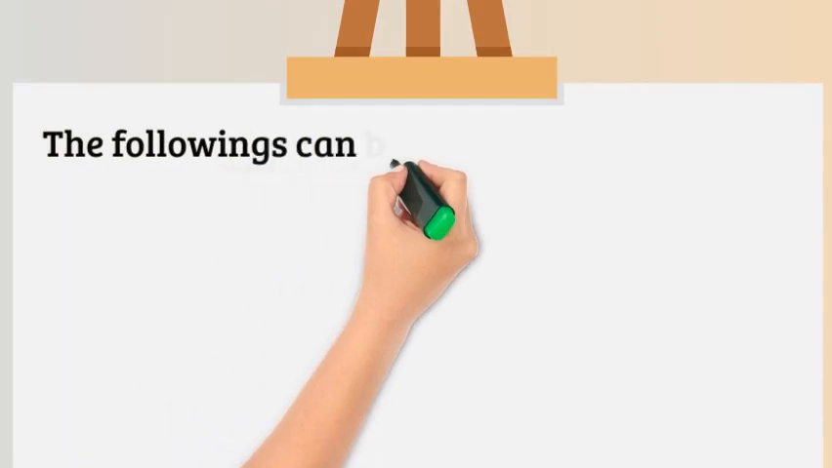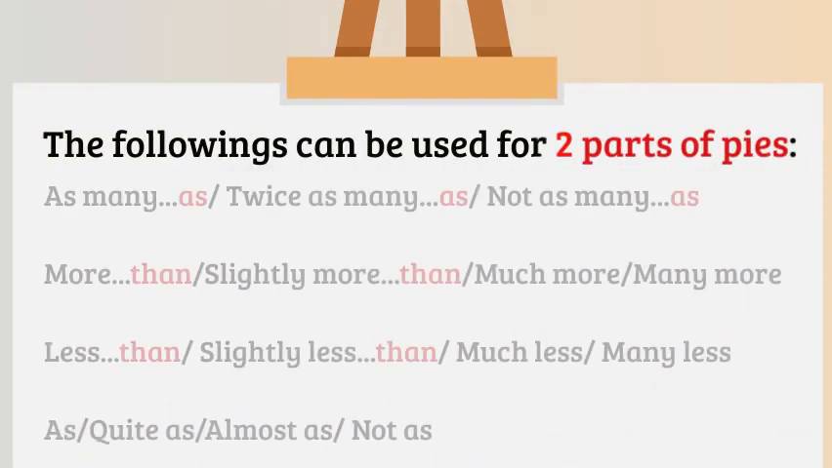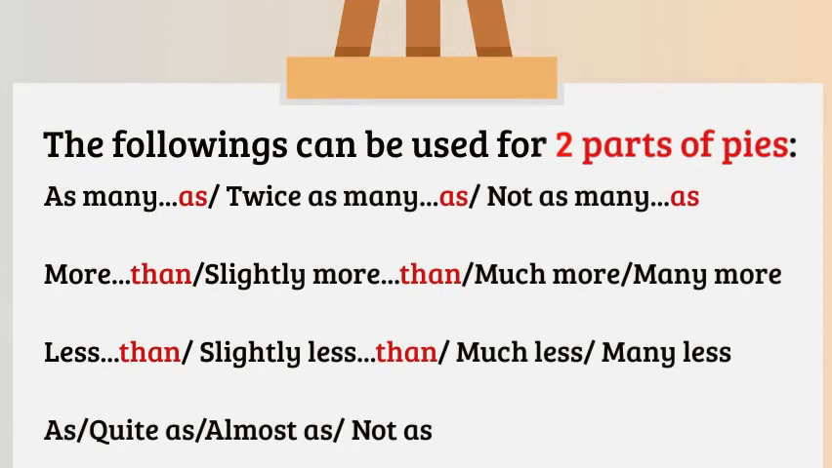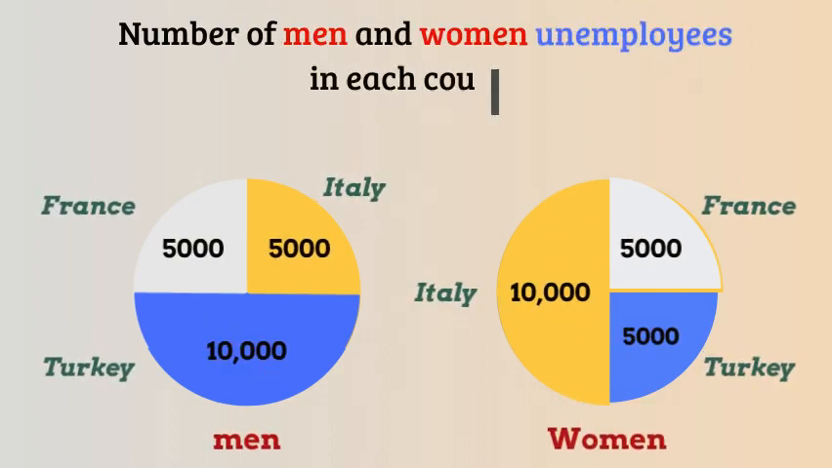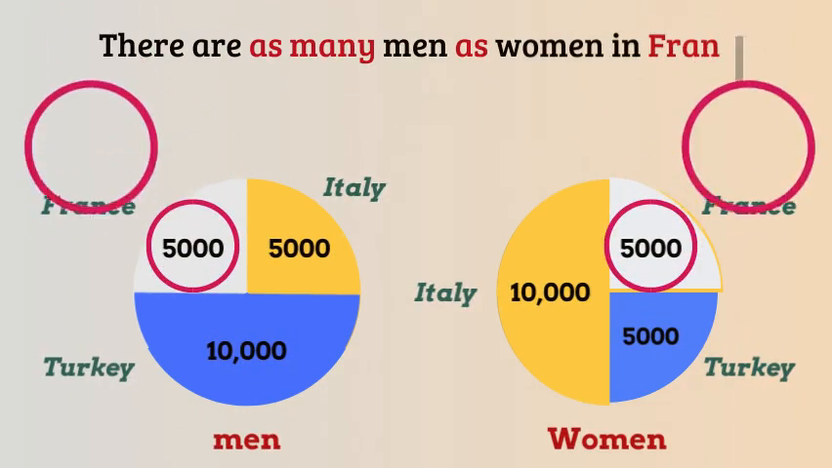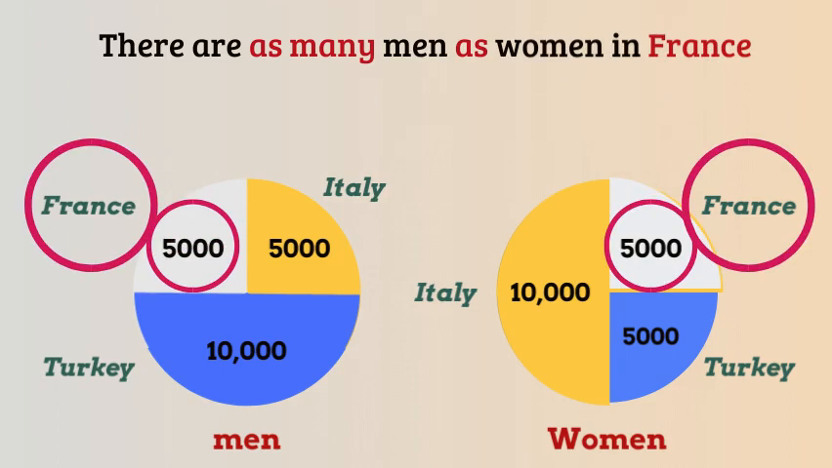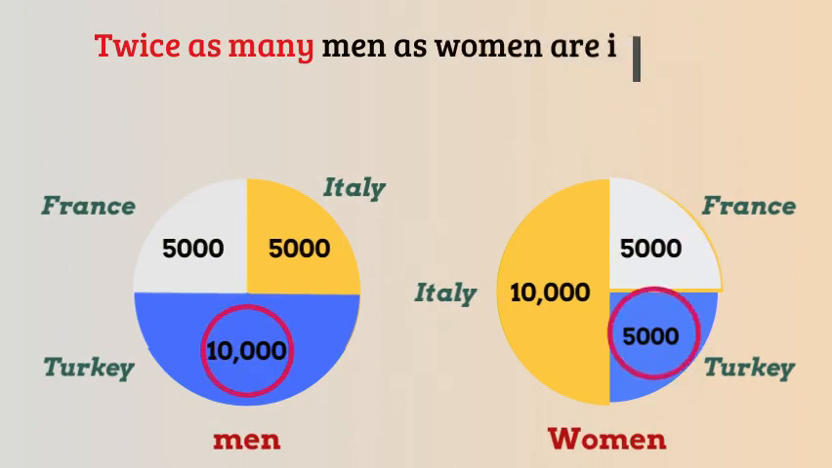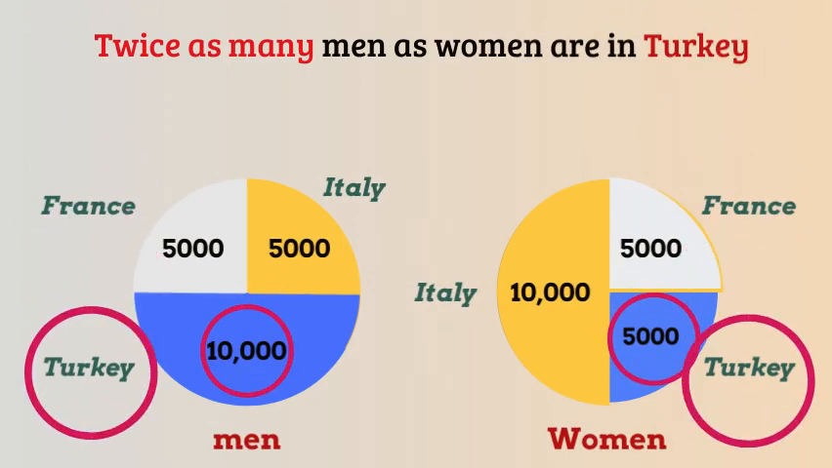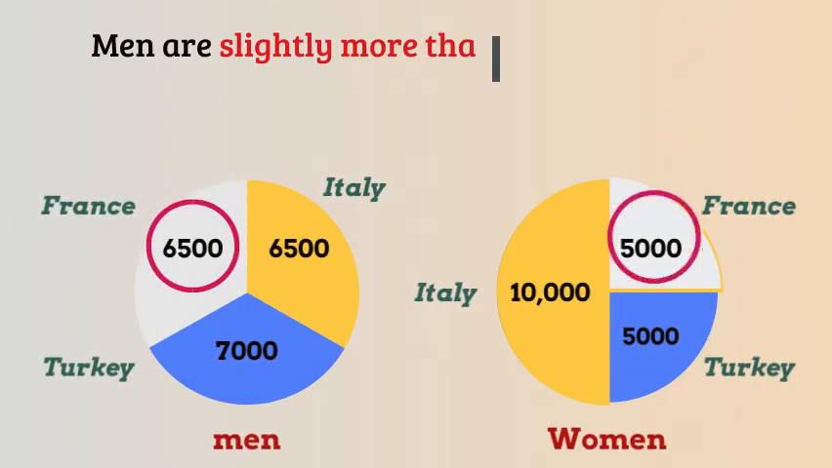The followings can be used for two parts of pies. Number of men and women unemployees in each country. There are as many men as women in France. Twice as many men as women are in Turkey. Men are slightly more than women in France.